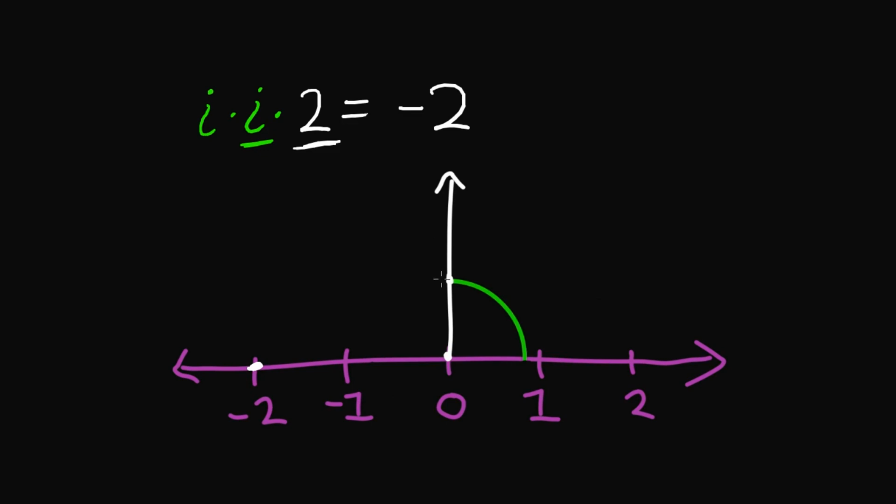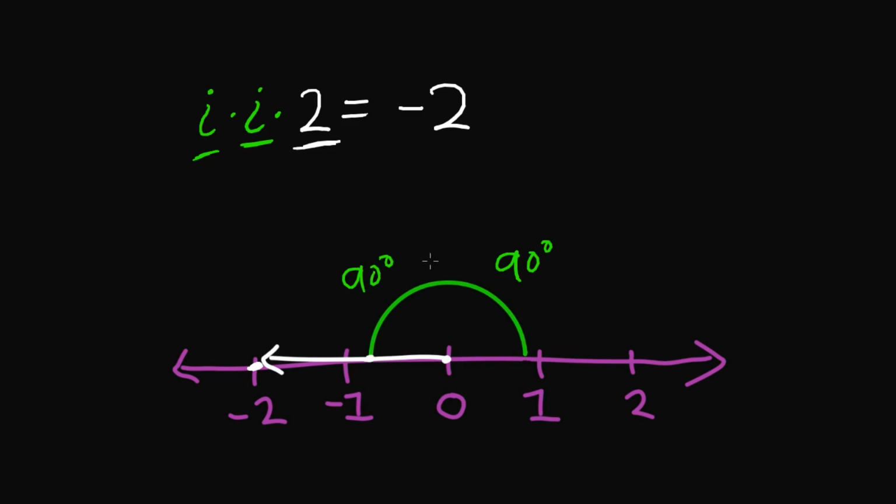Now we apply another 90 degree rotation. So here we have 90 degrees. We're going to apply another 90 degree rotation coming from the next i. So again, we have another 90 degree rotation. We add them, we get the full 180 degree rotation. That's how we end up with i times 2 is equal to negative 2. And this is how i acts on numbers.